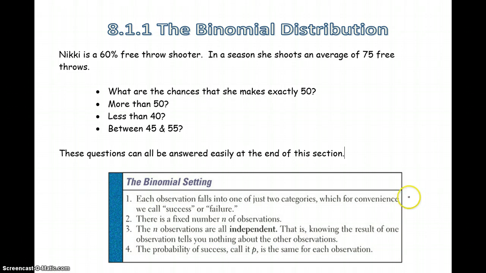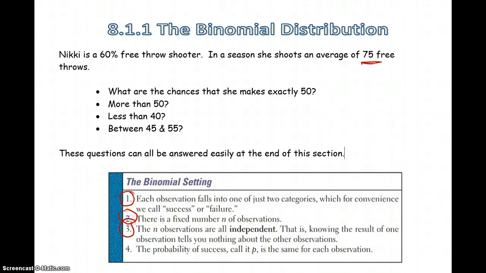Now, the most important part of what you're going to do today is identify whether it is a binomial setting. To be a binomial setting, you've got 4 criteria. The first, each observation has to be a success or a failure, a heads or a tails, a win or a lose, but there can only be 2 outcomes. There has to be a fixed number of observations. So there has to be 75 free throws, or 10 questions on the test, or 5 children, but it has to be a fixed number, else we cannot use the binomial distribution.